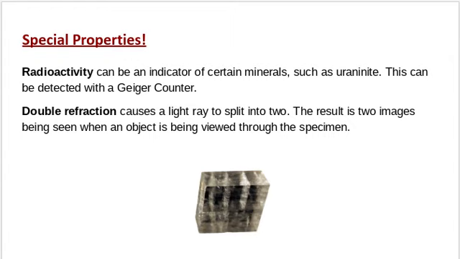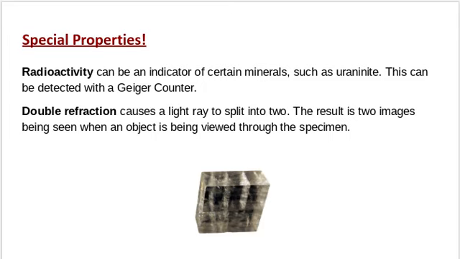Special properties. There are lots of special properties, but I'm only going to talk about two, and possibly one more. Radioactivity can be an indicator of certain minerals, such as uraninite. This can be detected with a Geiger counter because uraninite emits subatomic particles. Double refraction causes a ray of light to split into two. This means that if I have an image and I hold it behind a sample of something with double refraction, I'll get two copies of that image.